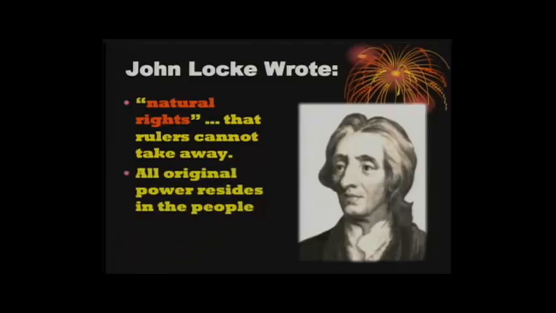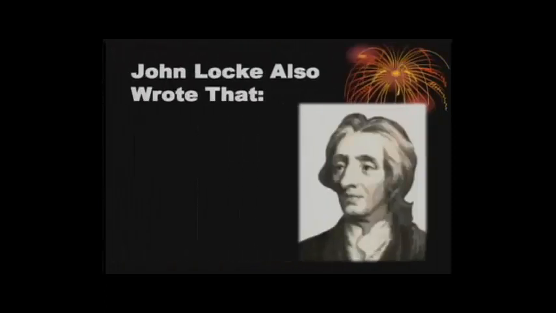All original power resides in the people, and they consent to enter into a social contract among themselves to form a government to protect their rights. In return, the people promise to obey the laws and rules established by their government, establishing a system of what we call ordered liberty. Now, the government's powers are going to be limited to only those that the people have consented or given it the power to do.